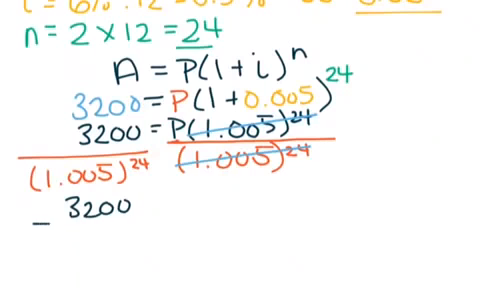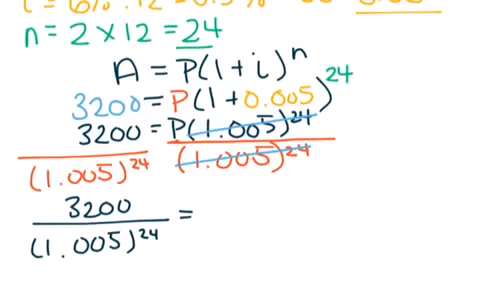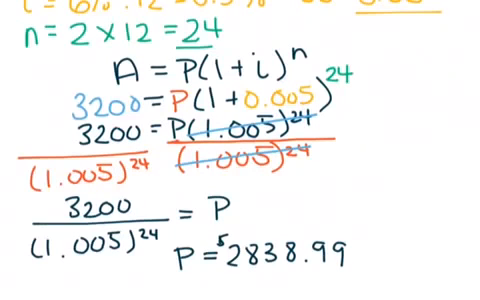3,200 divided by 1.005 to the power of 24 equals P. So all we have to do now is plug this into our calculator, and we should get that P equals 2838.99. So check in your calculator to make sure that you've got that answer. Pause the video until you know that you've got it.